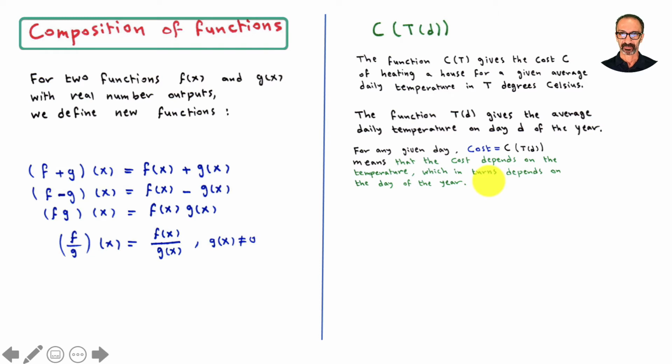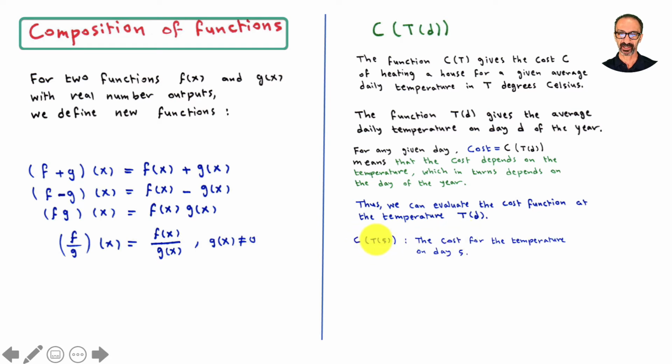What does that mean? For any given day, we have a temperature that corresponds to it, and then we have a cost for that. The cost will be c as a function of t of d, which means that the cost depends on the temperature, which in turn depends on the day of the year. Thus, we can evaluate the cost function at the temperature t of d.